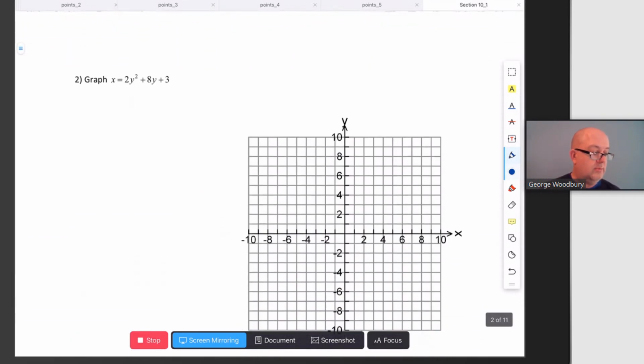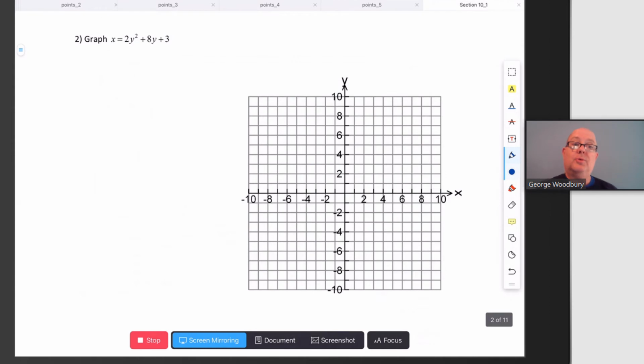Let's take a look at one more. This one's going to be a little more difficult because it's not in the right form, but I do see a y squared, so I know it's going to be left or right. And the coefficient of that y squared is positive, so I know it's going to open to the right.